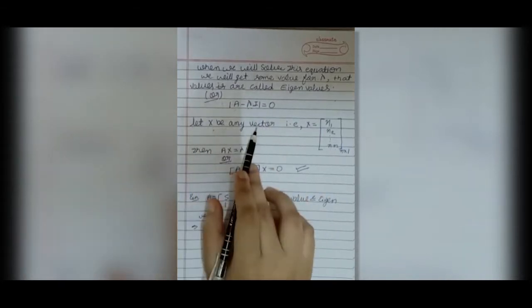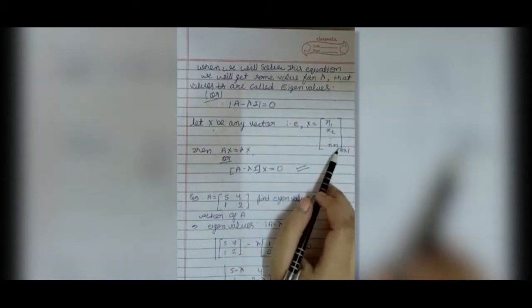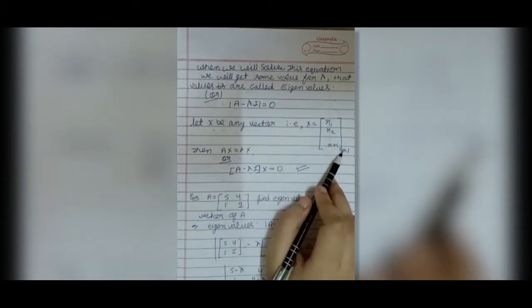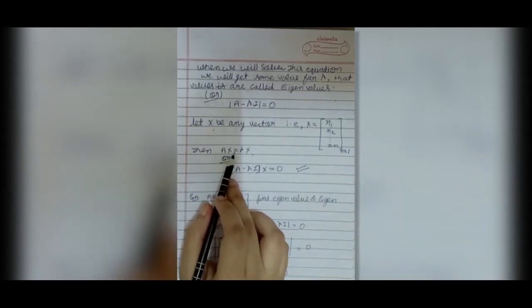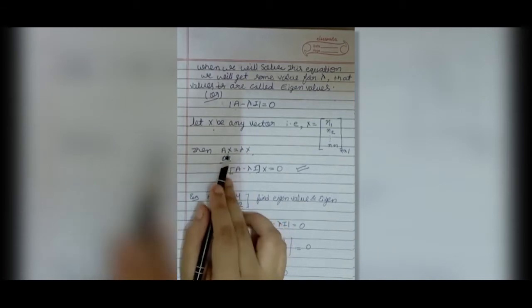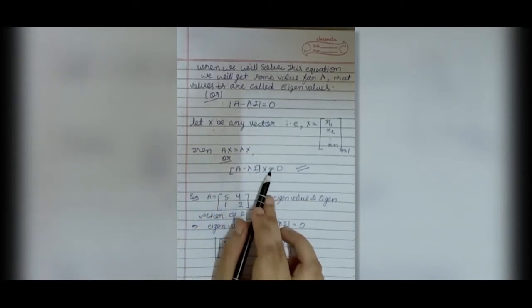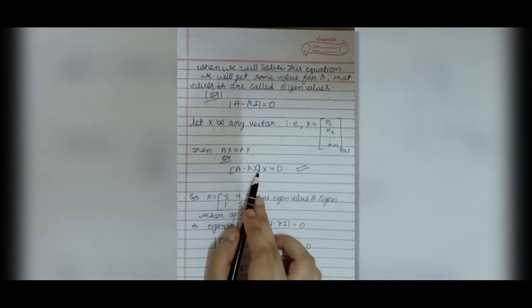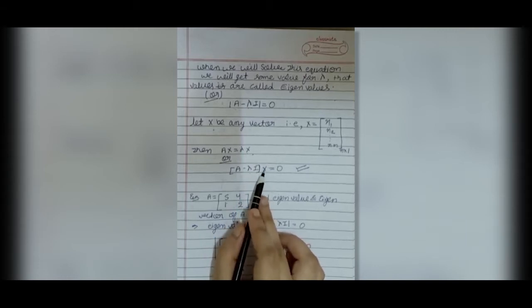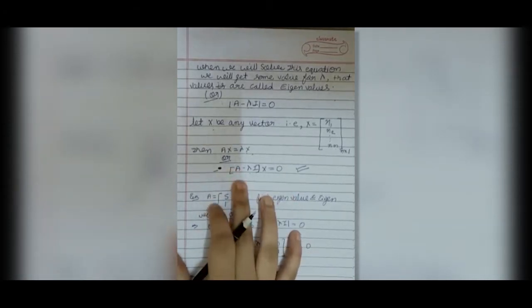Let x be any vector, that is x equals x1, x2 till xn, and its size is n cross 1. So Ax equals lambda x, and if we shift it to the LHS, A minus lambda I, taking x common, equals 0. A is a matrix, lambda is your eigenvalue, I is the identity matrix, and x is the eigenvector. Please note this formula. We will be using this formula.